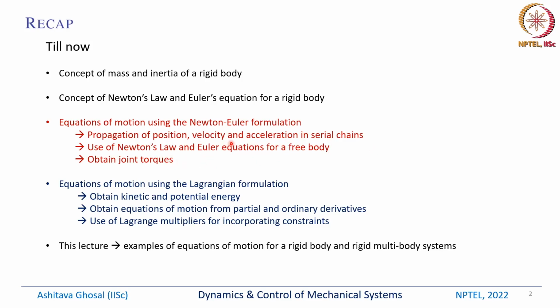We can also obtain the equation of motion using the Lagrangian formulation. In the Lagrangian formulation, we obtain the kinetic and potential energy. Then we obtain the equations of motion from the partial and ordinary derivatives of a scalar function called the Lagrangian. And if you have a closed loop system or a system with constraints, then we can use Lagrange multipliers for incorporating the constraints. In this lecture, we'll show examples of equations of motion for a rigid body and rigid multibody systems.